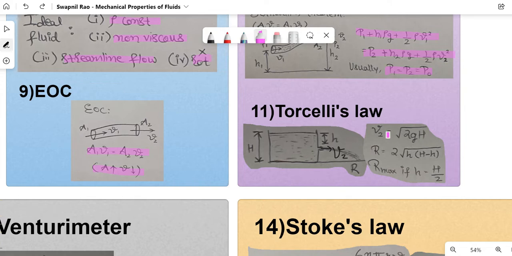So as you can see, I've written V2 is equal to root 2gh, with capital H. Note that it's capital H, it's not going to be small h. So that is the V2 formula, and the range formula is R equals 2 times under root small h times capital H minus small h. And R is going to be maximum. If they ask you when the range is going to be maximum, range is going to be maximum if small h is equal to capital H by 2. So that is Torricelli's law.